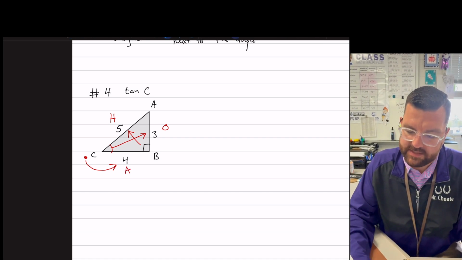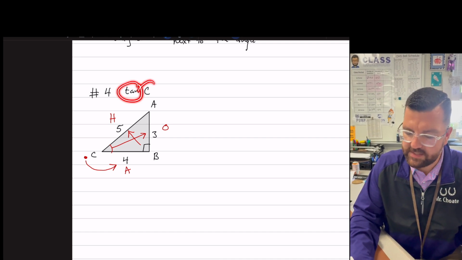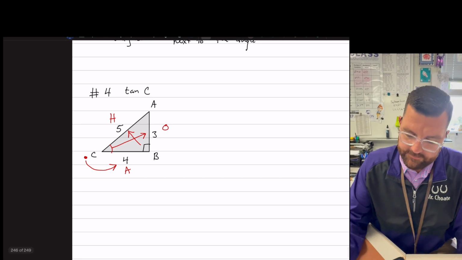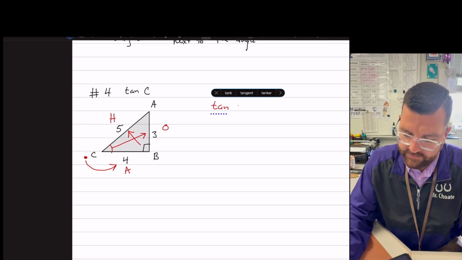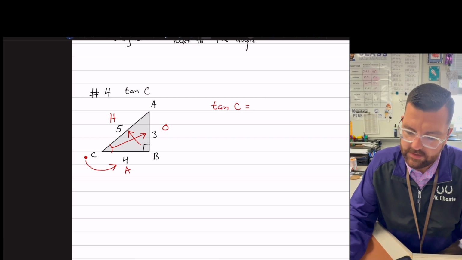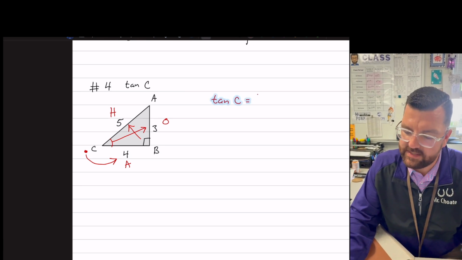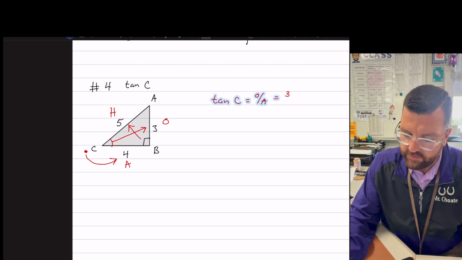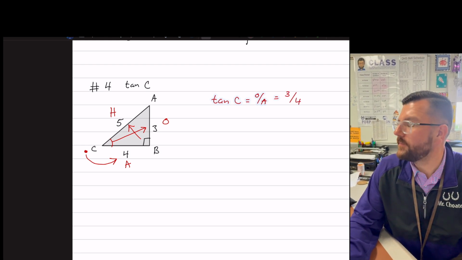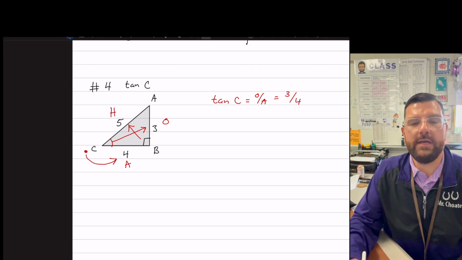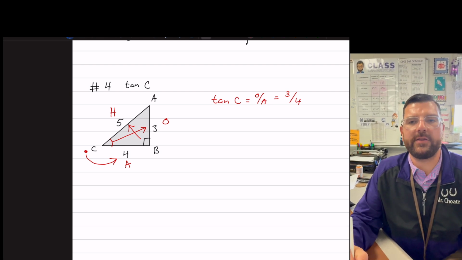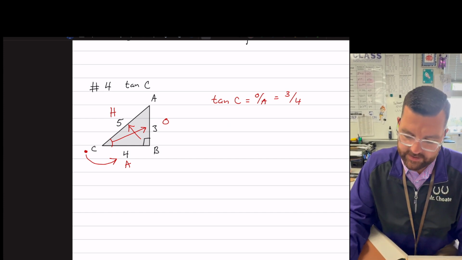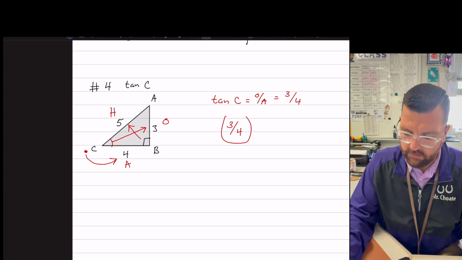Again, it wants me to build the tan ratio using the angle C. So what I have here is tan of C is equal to, and the ratio for tan we have said is the opposite over the adjacent, which here would be 3/4. And problems 1 through 5, all we're doing is finding the ratio. So my answer here is 3/4.